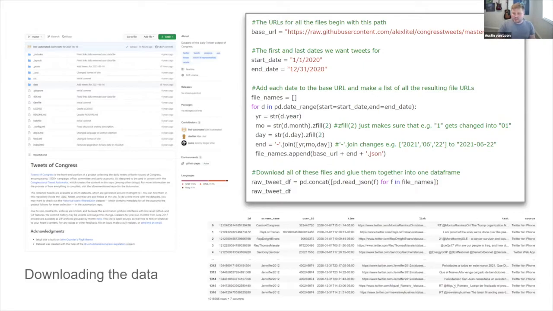Note here, the text column is probably the one that we're potentially most interested in. It's the text of all the tweets that each member of Congress tweeted out over the year 2020.